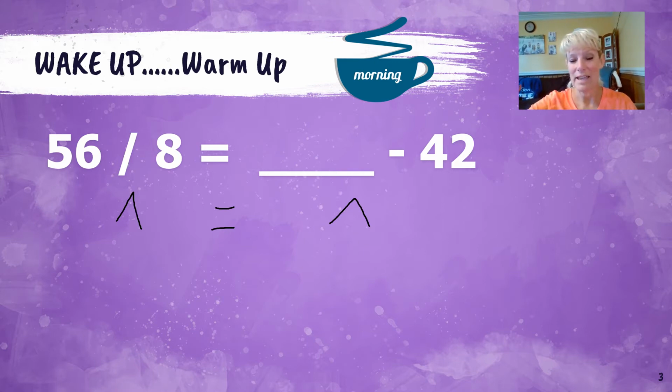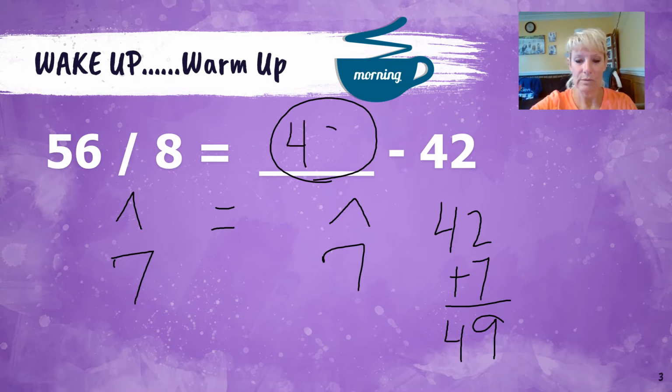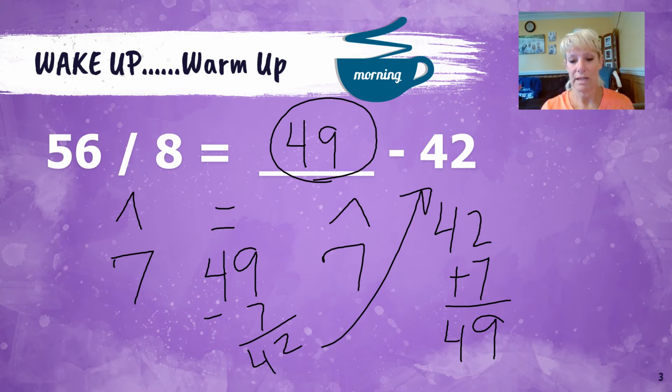56 divided by 8 is 7. So I know that I need this side to also equal 7. So if I need a bigger number here, what I'm going to do is take that 42 and add 7 to it, which gives me 49. So if I put 49 right here and I subtract 7, that's going to give me 42, which is right there. So my answer is actually 49, but remember, both sides need to have an equal value of 7.